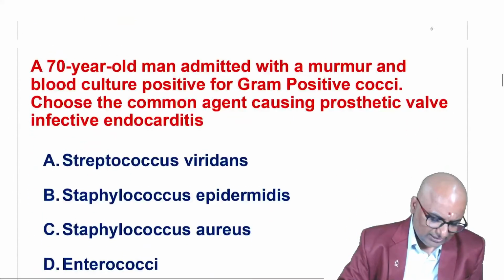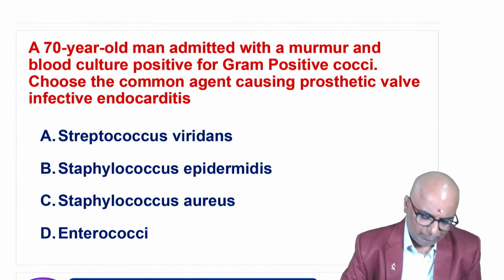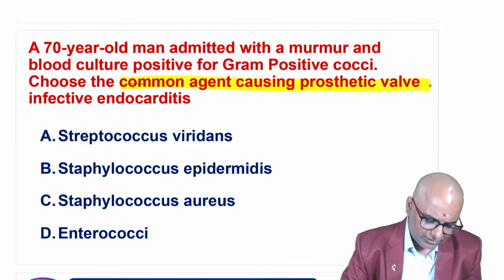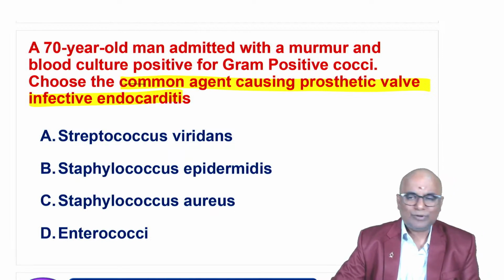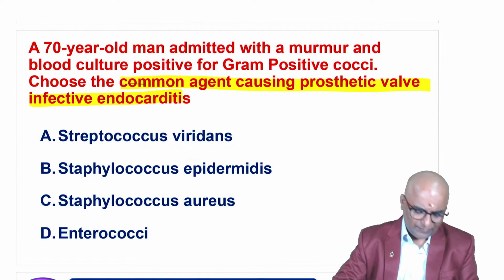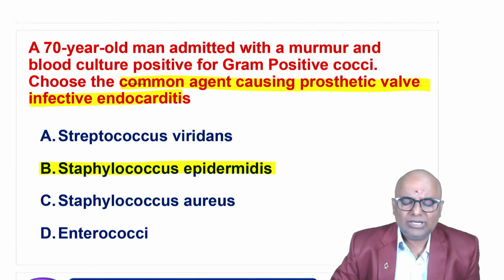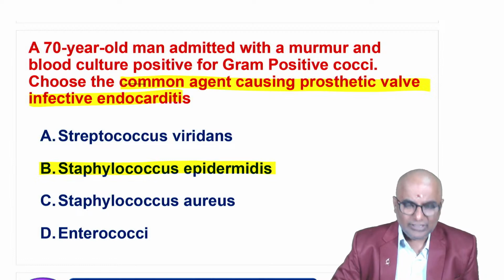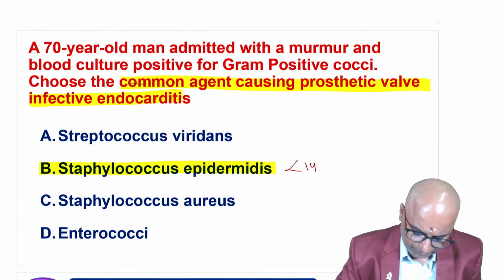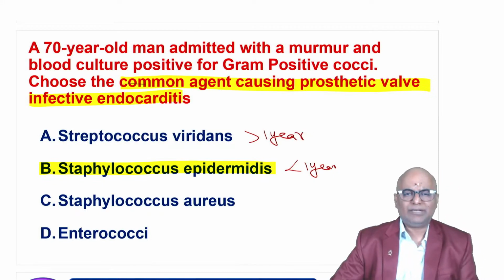Next is a 70-year-old man admitted with murmur and blood culture positive for gram-positive cocci. Choose the common agent causing prosthetic valve infective endocarditis. Prosthetic valve infective endocarditis, think of first CoNS, coagulase negative staphylococcus, epidermidis. Second is viridans. Early, less than 1 year, staph epidermidis. More than 1 year, viridans, but common is epidermidis.